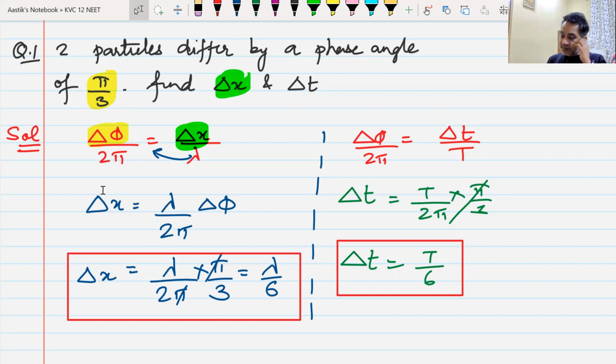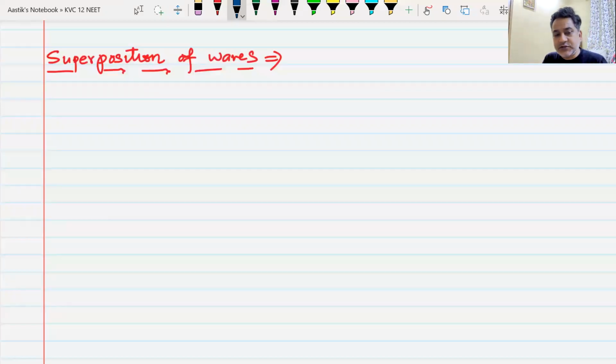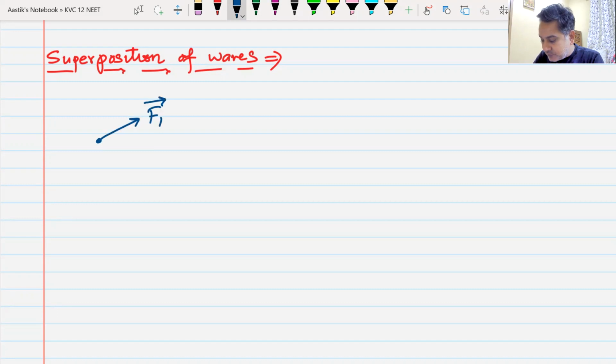You might have heard something known as superposition of forces. Have you heard that term? I think in the 11th standard, we had seen this point that if I have a particle with a number of forces acting on it, let us say F1, F2, F3, and so on, do you remember that superposition of forces?